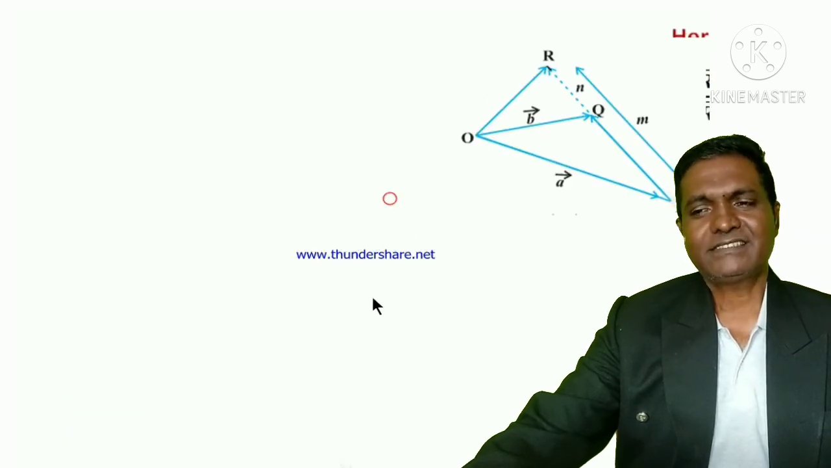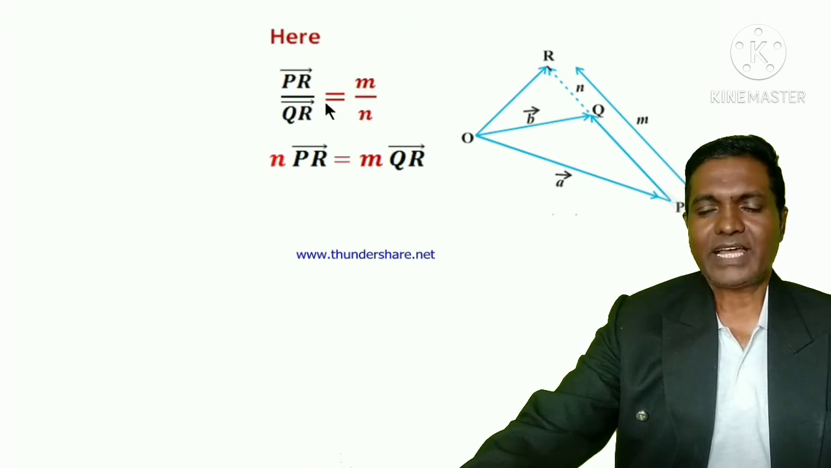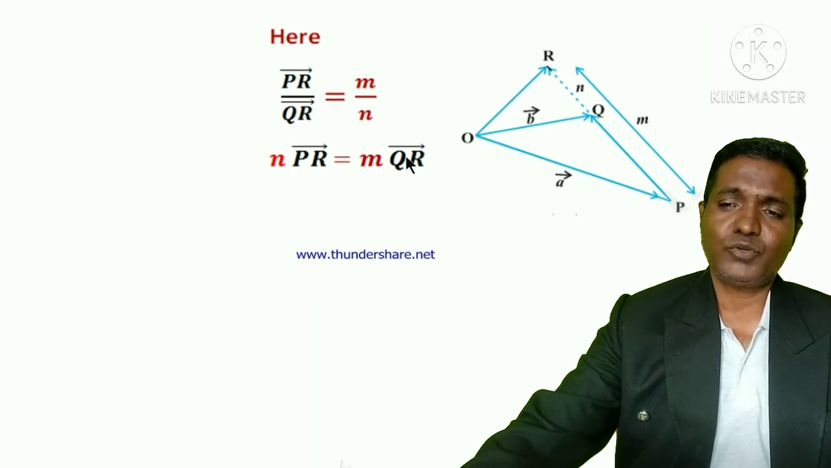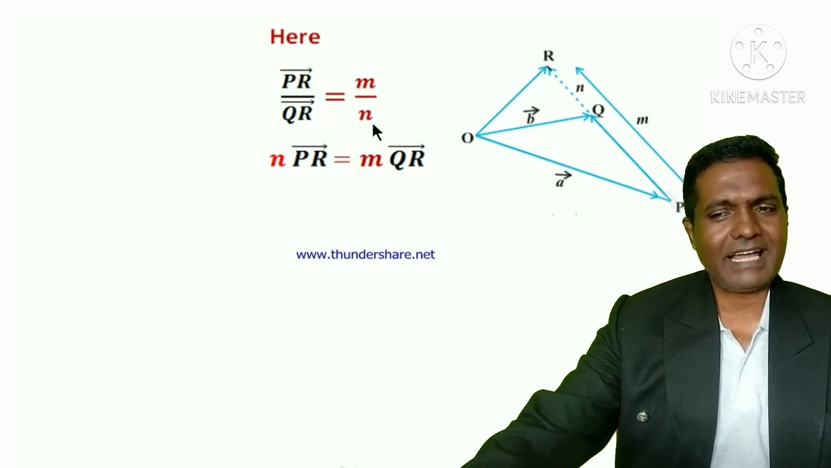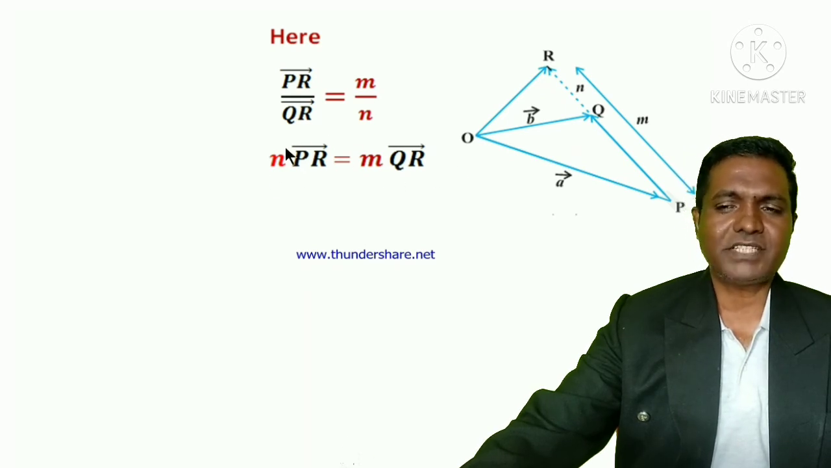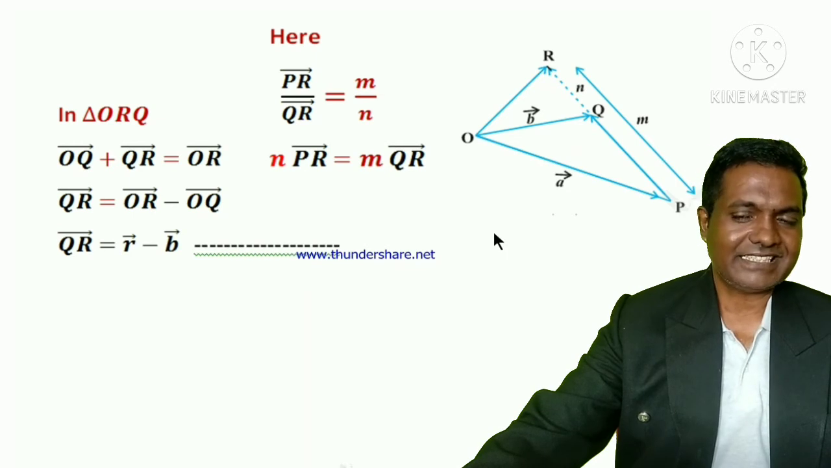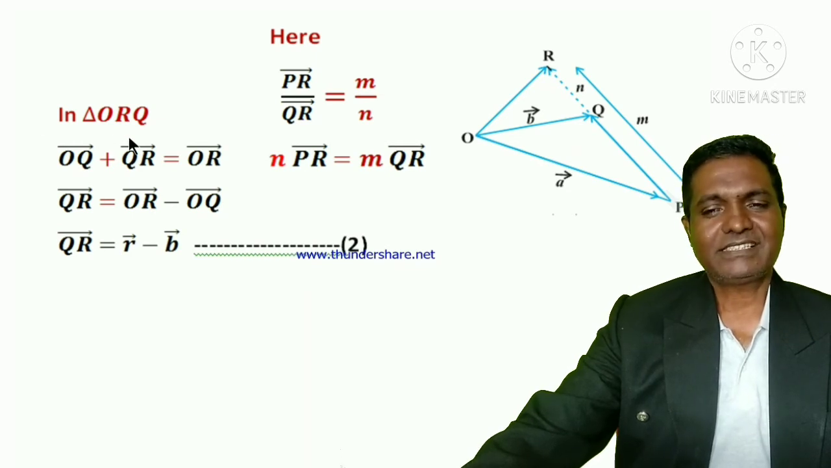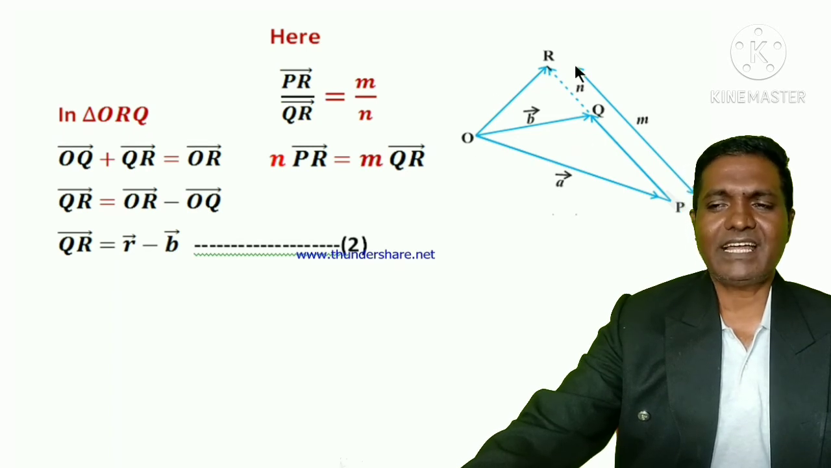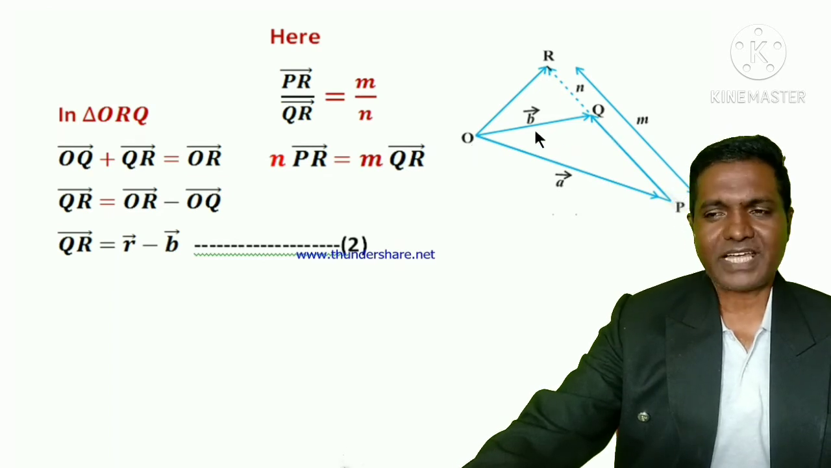Now see what will happen here. As I mentioned earlier, vector PR by vector QR is m is to n. Cross multiply as earlier. After cross multiplication you will get this, and our intention now is to find PR and QR as earlier by the triangle of vector addition. Now look at this triangle ORQ. Use this triangle and apply the triangle of vector addition.